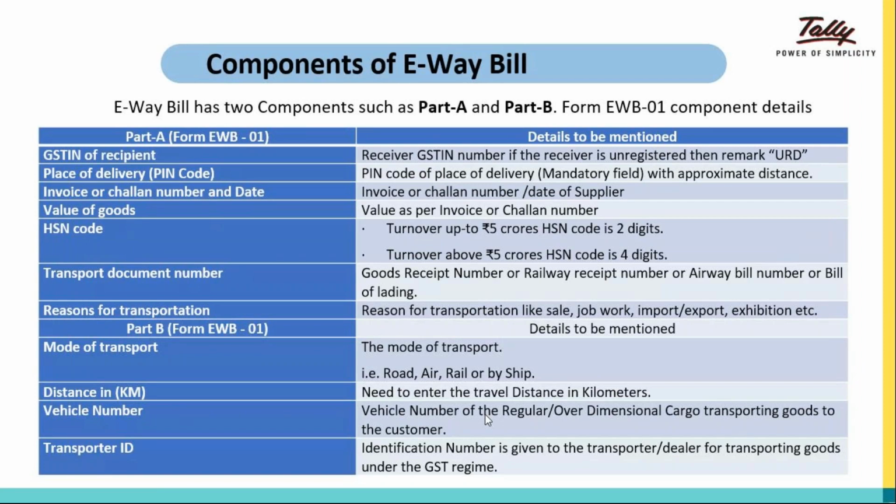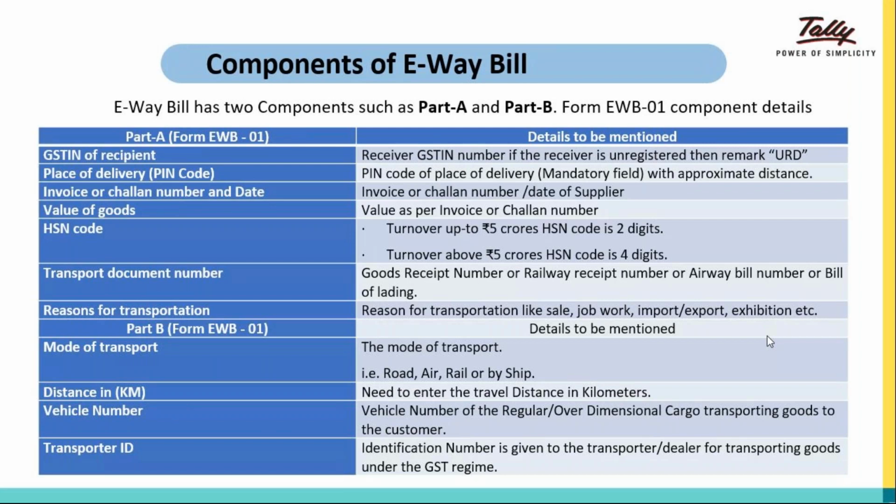In that we have two kinds of vehicles. One is your regular vehicle and the second one is over dimensional cargo. What do we mean by over dimensional cargo? It means the vehicle will be carrying heavy goods or bulky goods, which carries huge or large bulky goods. If it is such a kind of vehicle, we call that over dimensional cargo.